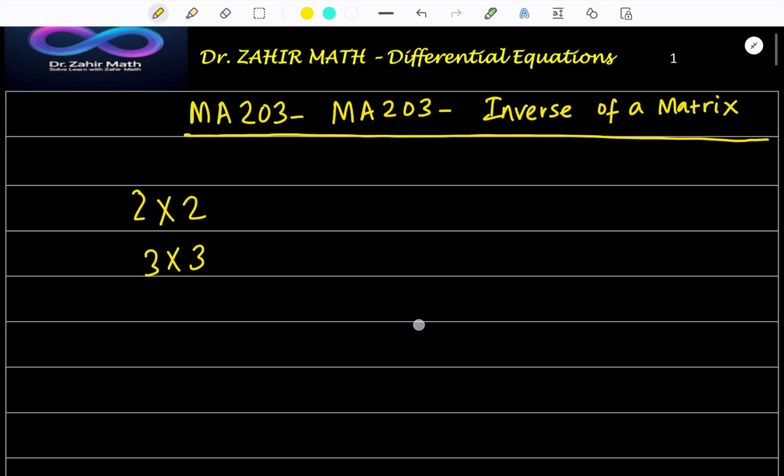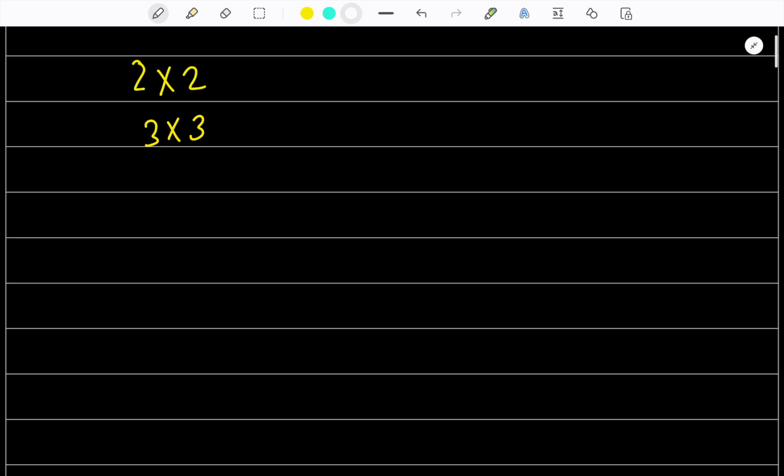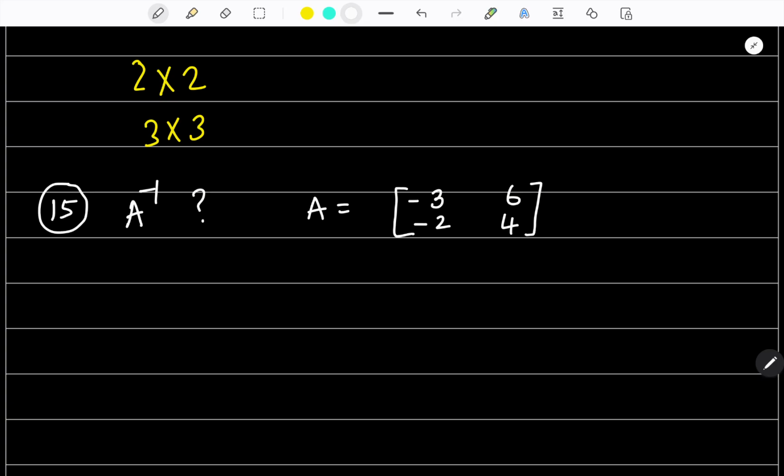Let's start with the 2 by 2 matrix. Right, so question number 15. Determine the inverse of a matrix. A inverse, where A is equal to, first I'm going to give a 2 by 2 matrix: minus 3, 6, minus 2 and 4, right?